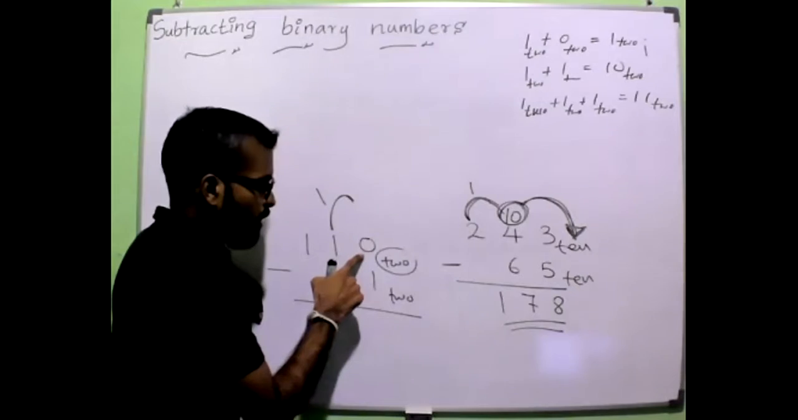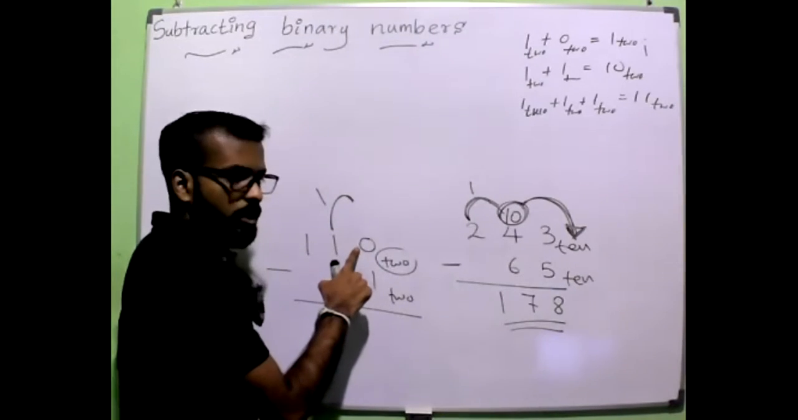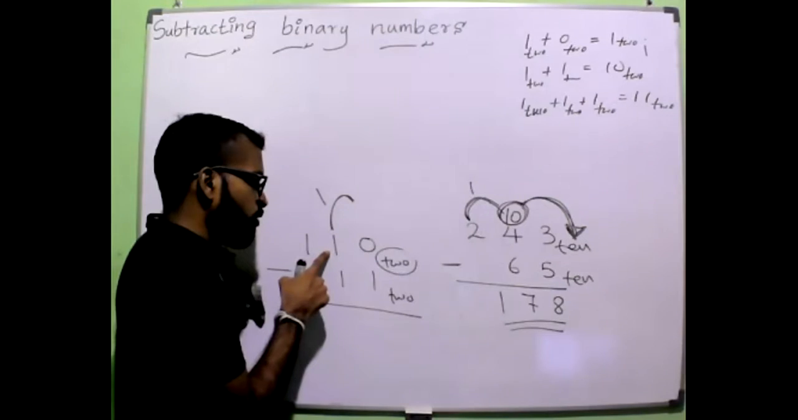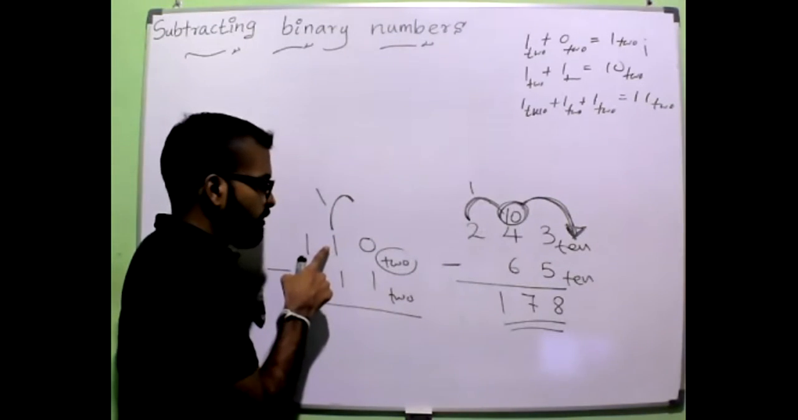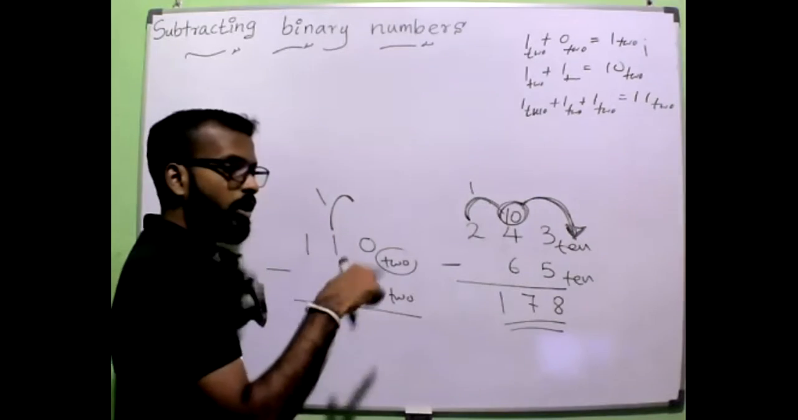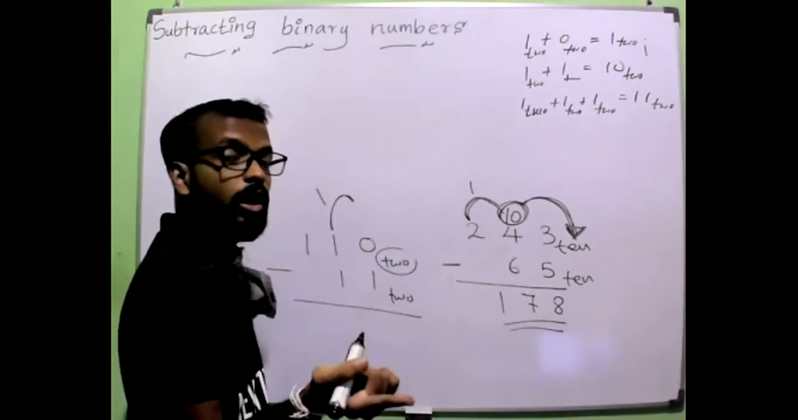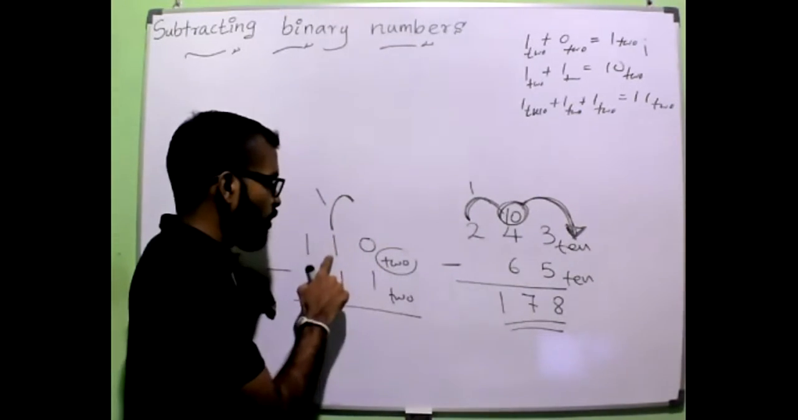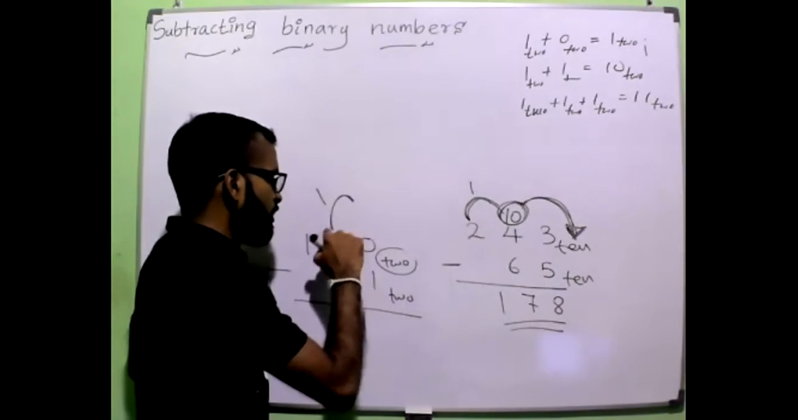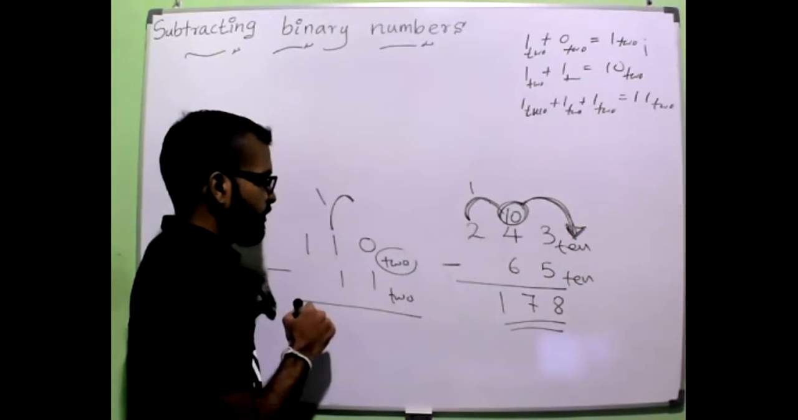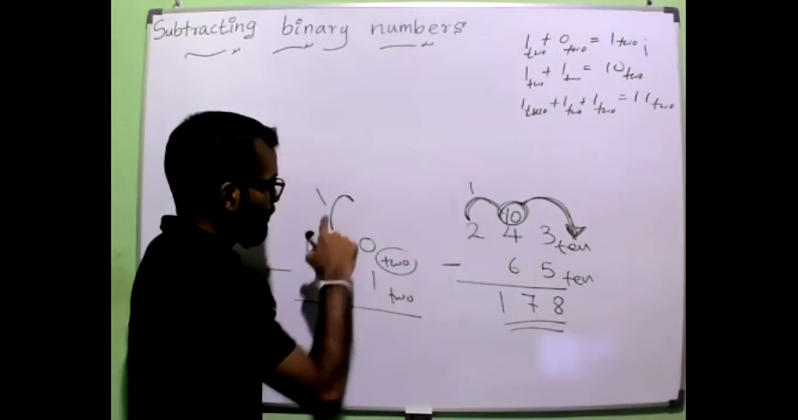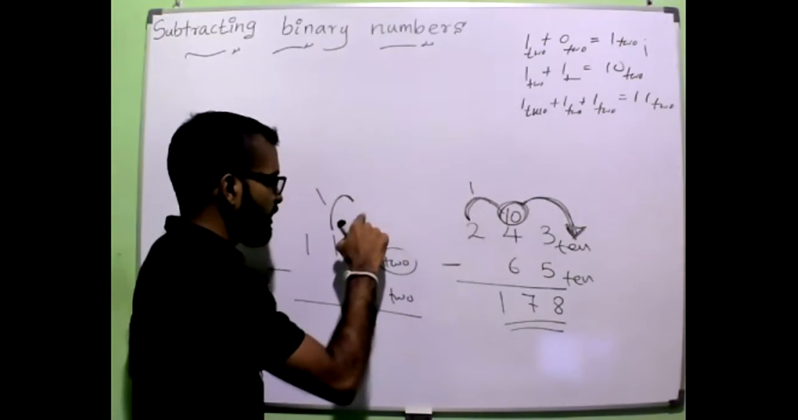Here you have 0. You cannot get the subtraction 0 minus 1. So you are going to this neighboring home, and you are taking 1 from it. Here you have only one, and you are taking that to this side. I will remove this one. You are taking this one to this side.